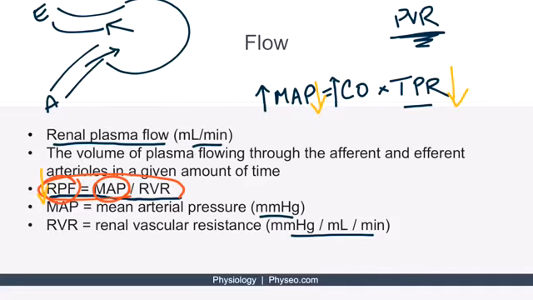If the afferent or efferent arterioles get smaller, then the resistance goes up. As we can see from this equation, if the renal vascular resistance increases, then renal plasma flow will decrease. In other words, renal plasma flow is a function of cardiac output, the integrity of the vasculature, and the patency of the afferent and efferent arterioles.